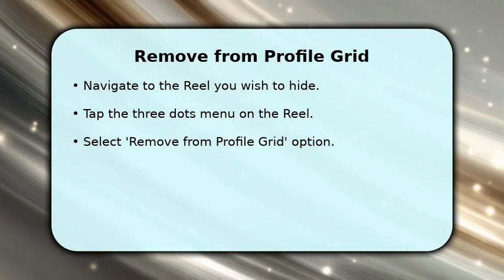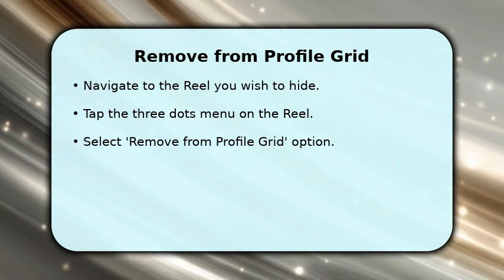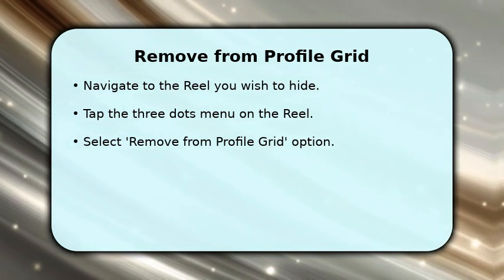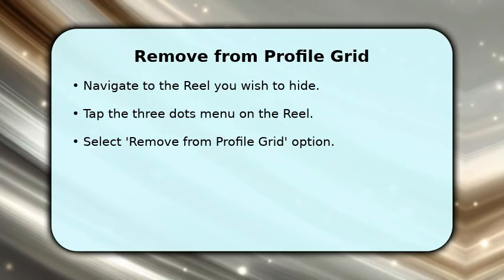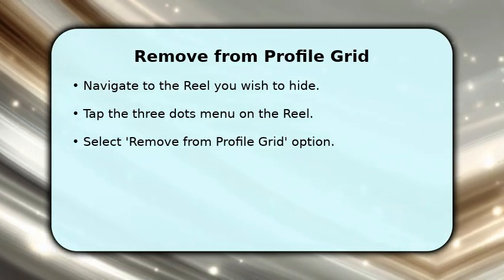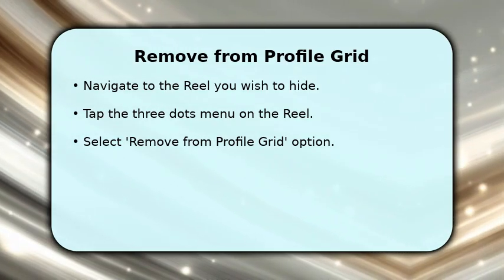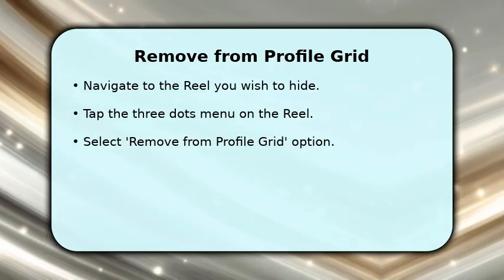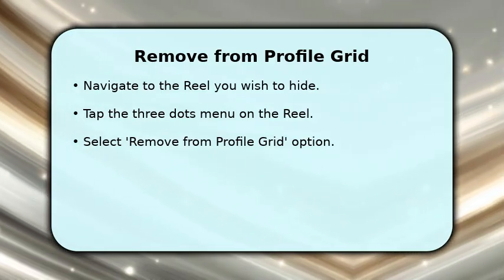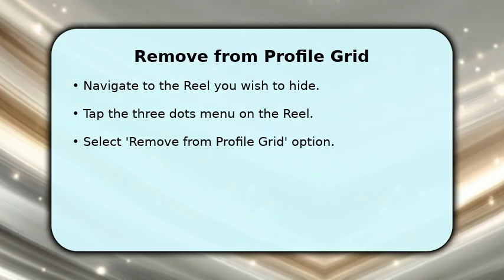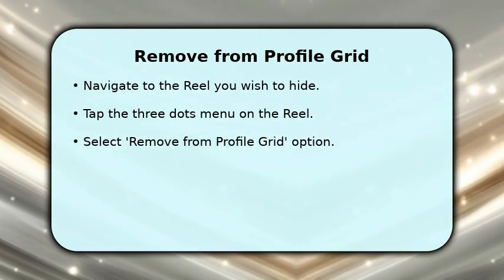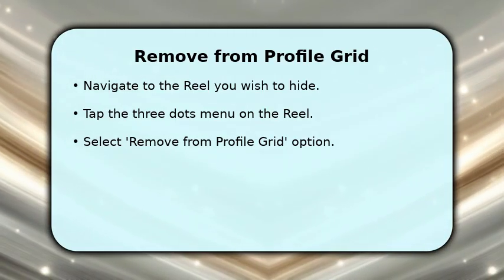To hide an existing Reel from your main profile grid, first, go to your profile and find the Reel you want to adjust. Tap on the Reel to open it, then look for the three dots icon, usually located in the bottom right corner. Tapping these three dots will open a menu. From this menu, simply select the option that says Remove from Profile Grid to complete the action.